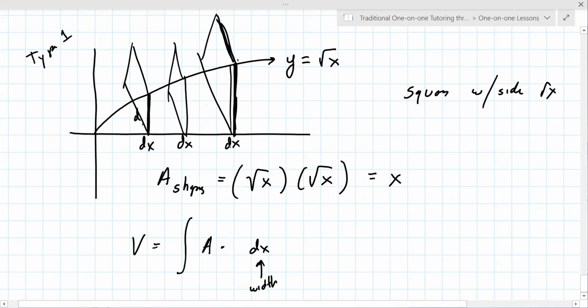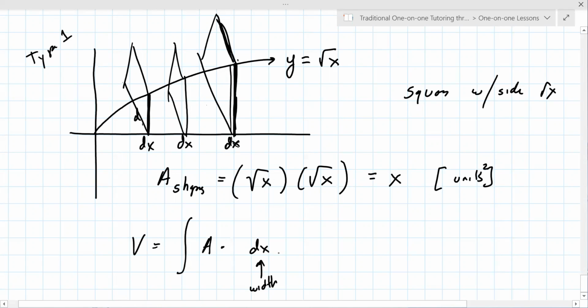Each one of these is a paper. It's got a width of dx. Like it used to be a paper, right? So you don't know the actual number of dx. It's just a dimension of it. Because the dimension of area here is units squared, so to get volume, you need another unit. You need units cubed.